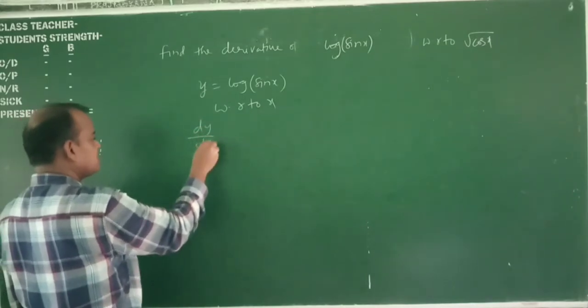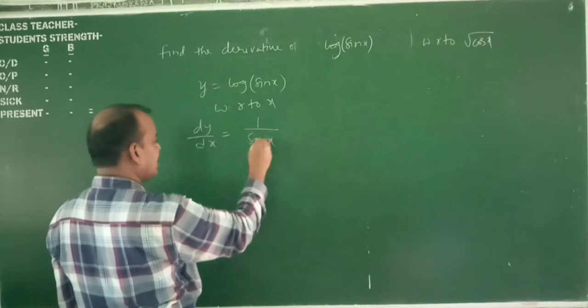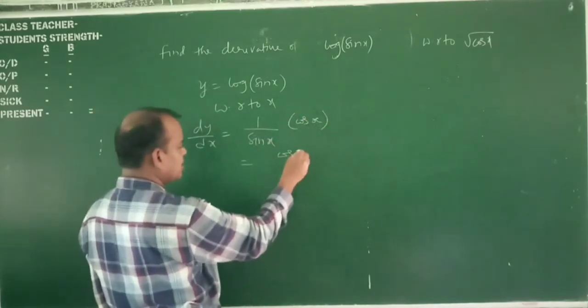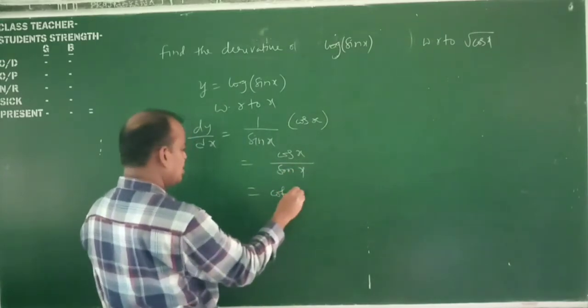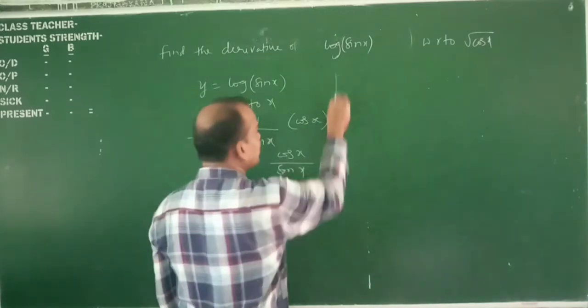Differentiating with respect to x, dy by dx is equal to, this is log, what is the derivative of log x? 1 by sin x, and again the derivative of sin x is cos x. That equals cos x by sin x, cos upon sin, that equals cot x. This is dy by dx. Now we will go to the next one.